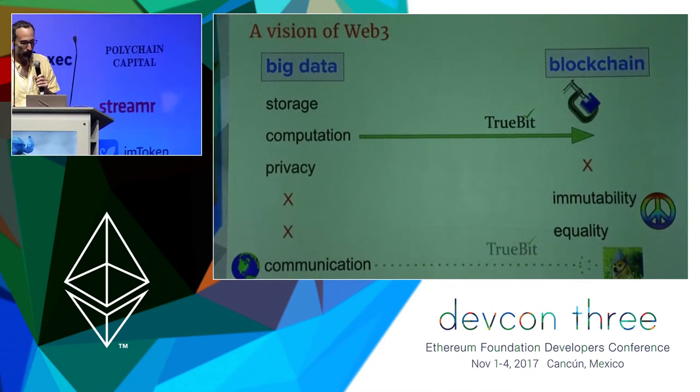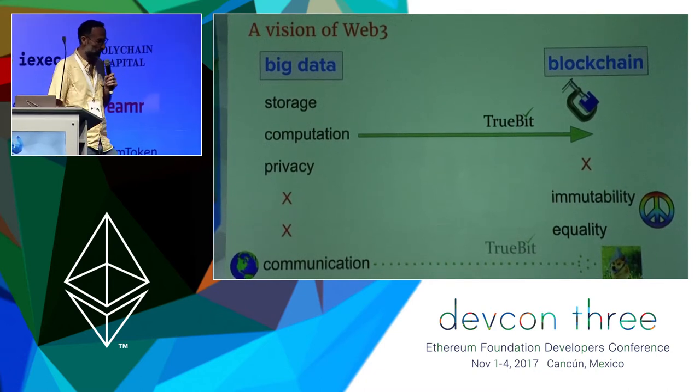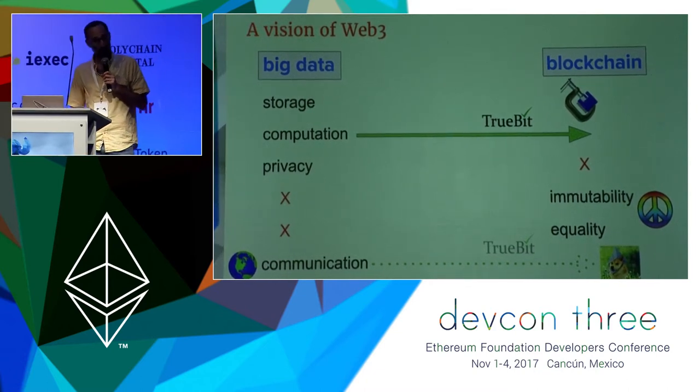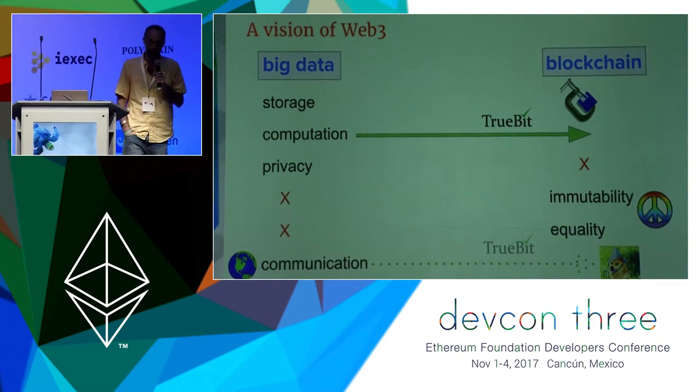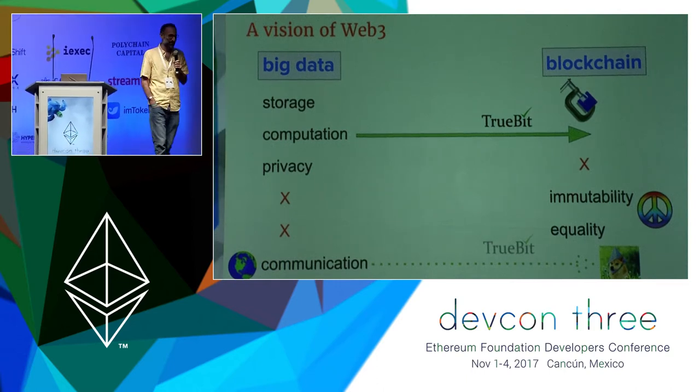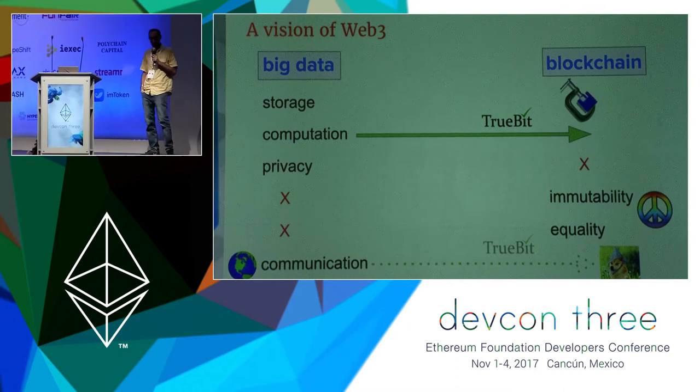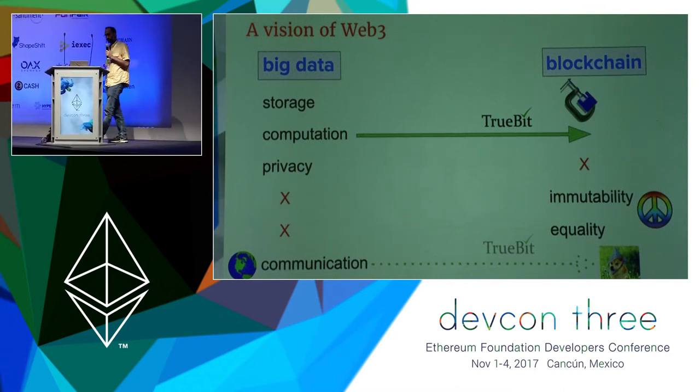Some of you may be old enough to remember, before Bitcoin, there was a thing called big data. And you could actually store stuff on your computer. You could use the computer to compute stuff. And there was even some privacy features.